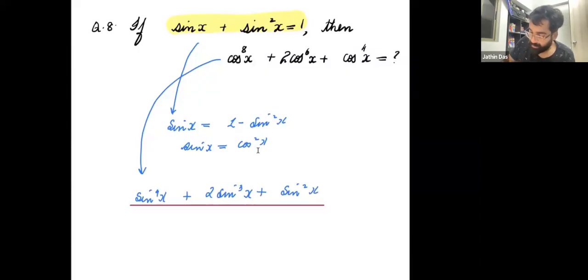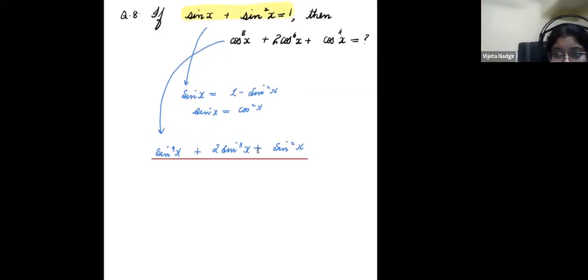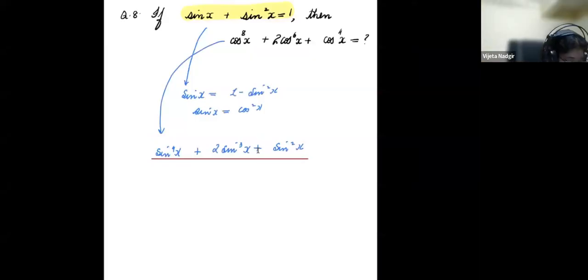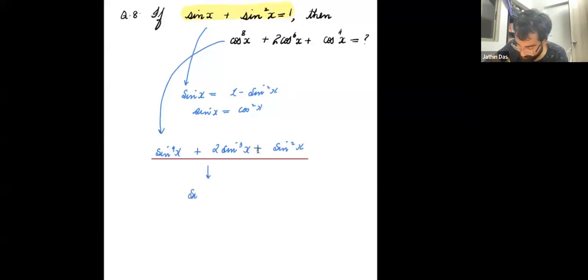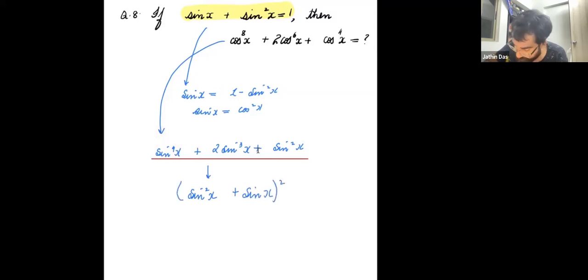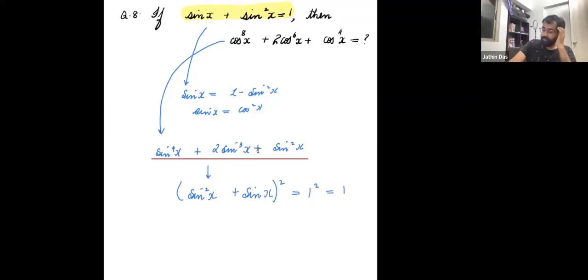Now again, check. Is it an identity? It is a square plus b square plus 2ab. So what is a square? Sin square x, whose square is this. And this is sin x. If you multiply, you will get sin cube, its square is this. And it is already given. That is 1. So the answer is 1. It looks twisted, so you should start thinking slowly.